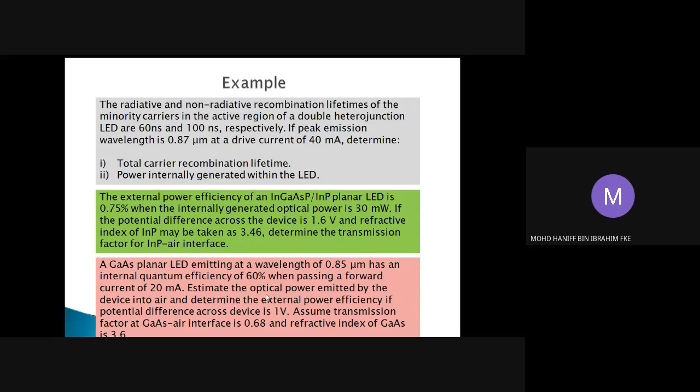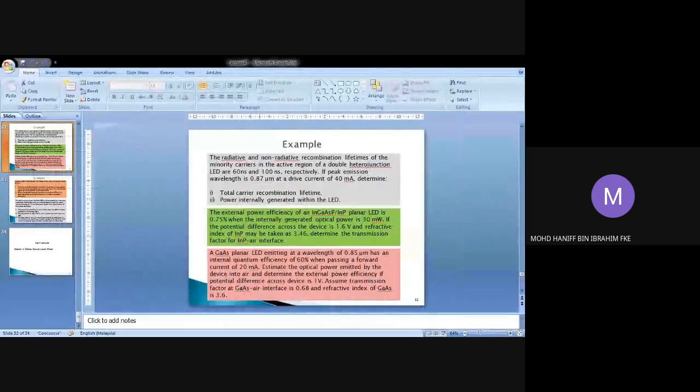Okay, so the PE can be calculated based on the equation. But before we can calculate the PE, we need to calculate the P in first, because the P in should be there to be used in calculating the optical power emitted. And once we have the PE, we can find the external power efficiency by simply taking the ratio between the PE and the P. So basically two things are to be obtained here: the PE and also the eta of EP. Okay, so let's have a look at the solution for this example.